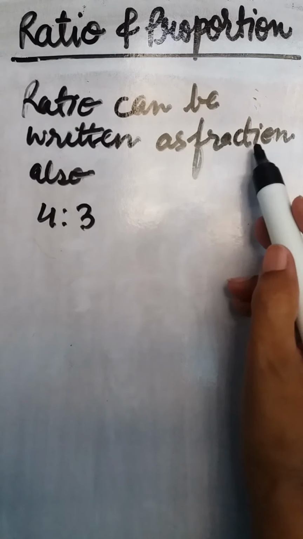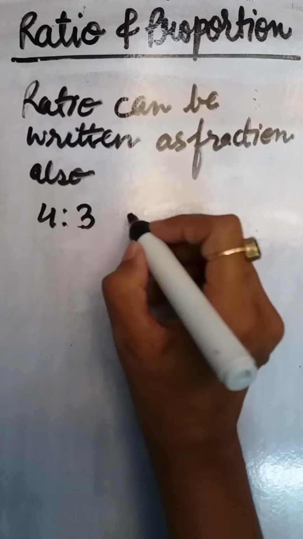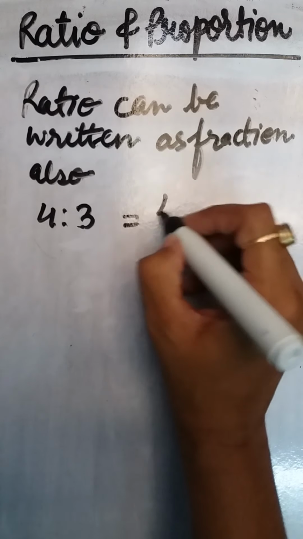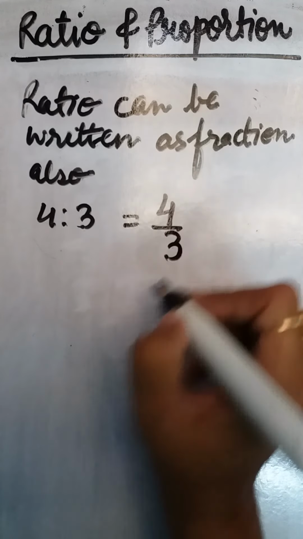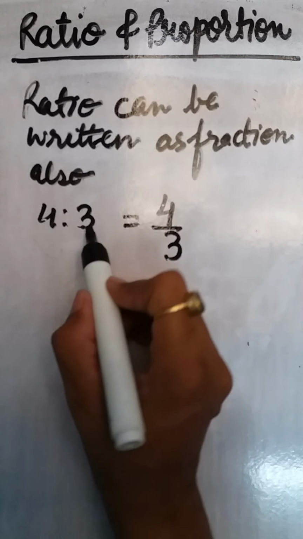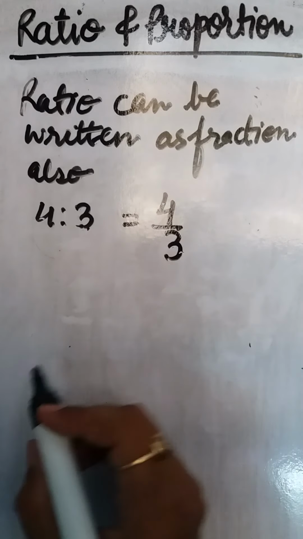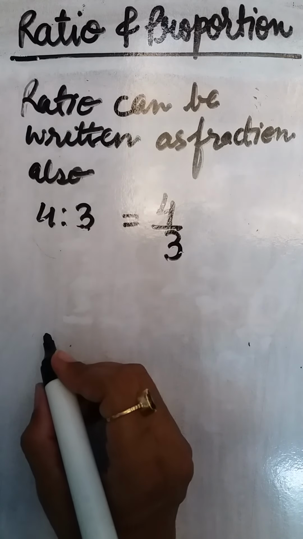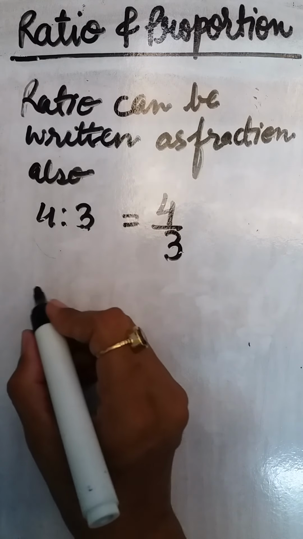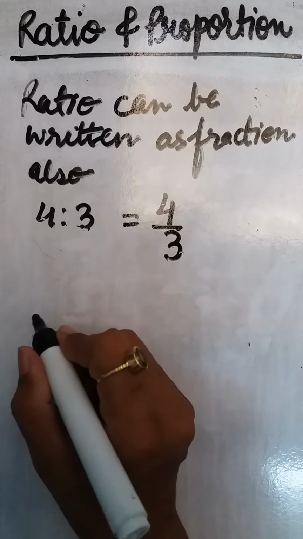Ratio can be written as fraction also, like 4 ratio 3 can also be written as fraction, which is 4 by 3. Antecedent of the ratio will become numerator, consequent of this ratio will become denominator. Ratio should be expressed in the same unit.